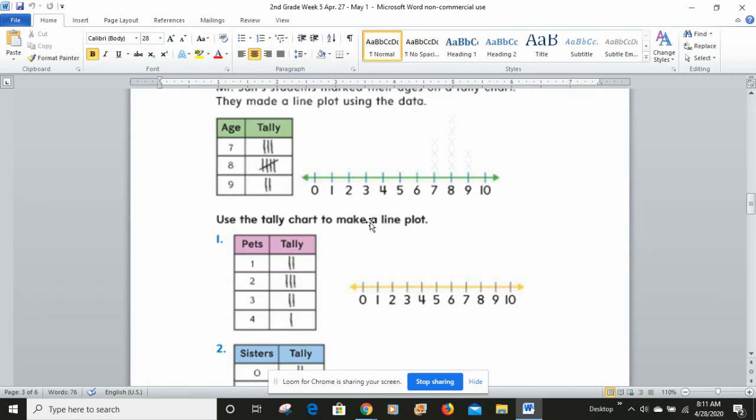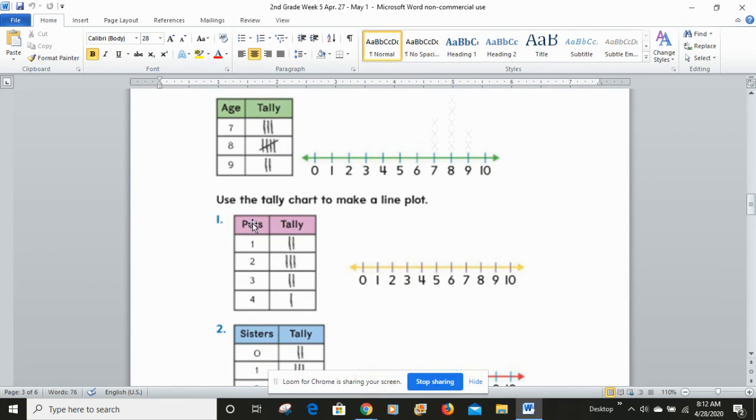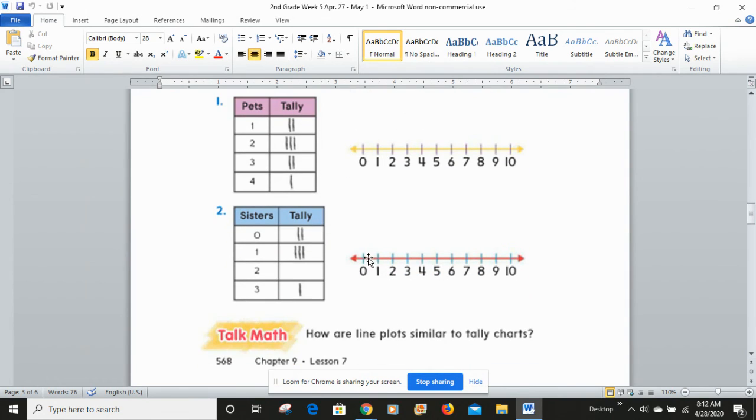On the tally chart on this one, it's pets. Here's the tally chart. Move this data over onto the number line. Tally marks count the number of pets that people have. Down below, how many sisters might someone have? Take this information off the tally chart, put it over onto the line plot.